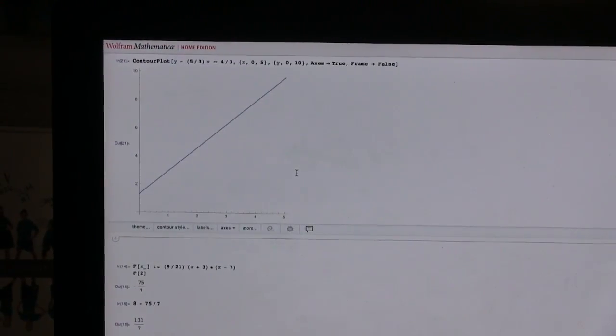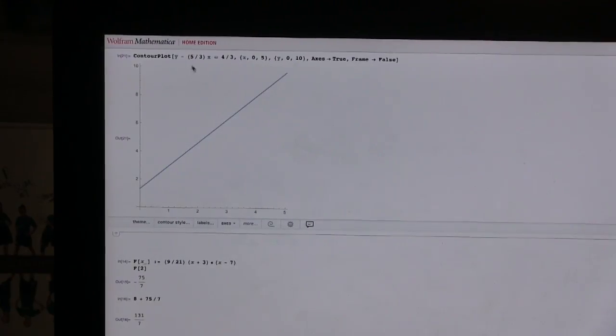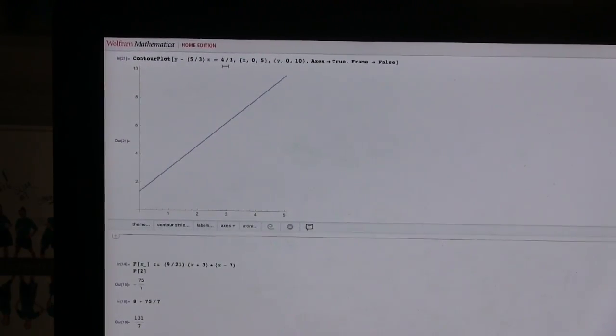Okay, so here is the graph of our line, which we said was y equals 5/3 x plus 4/3. Mathematically, I'm using a function called contour plot, plotting when y minus 5/3 x is exactly equal to 4/3, x going 0 to 5, y going 0 to 10. All right. And so we started out at 1, 3 and went to 4, 8, right?